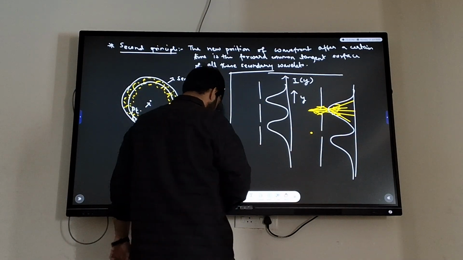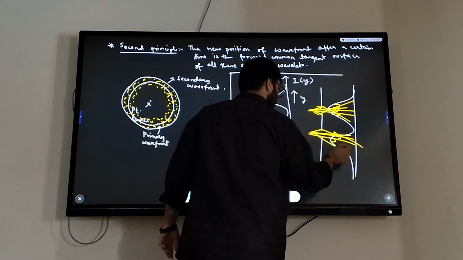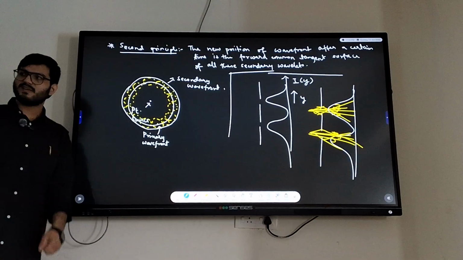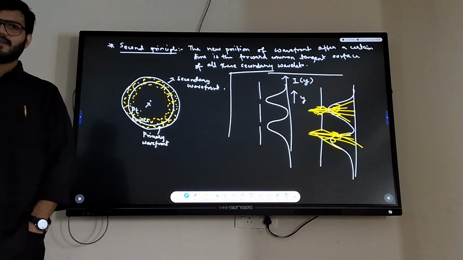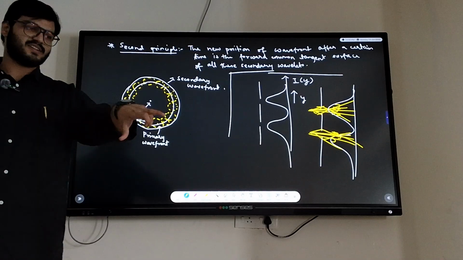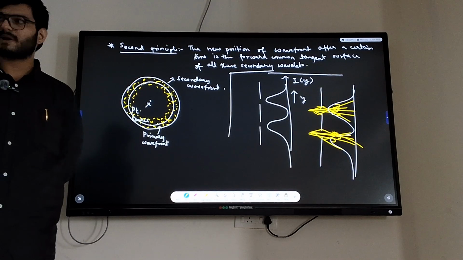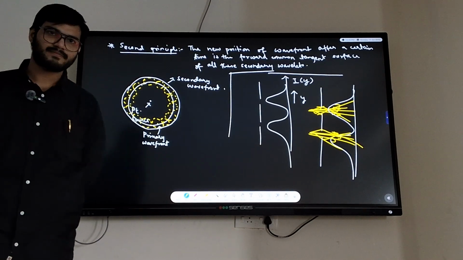Even from here you will get the same thing. Two maximas and rest all minima. Is this what we get in reality? When you have two slits and two sources placed in front of it? Is this what we get? What was the pattern that we found last time? Same.